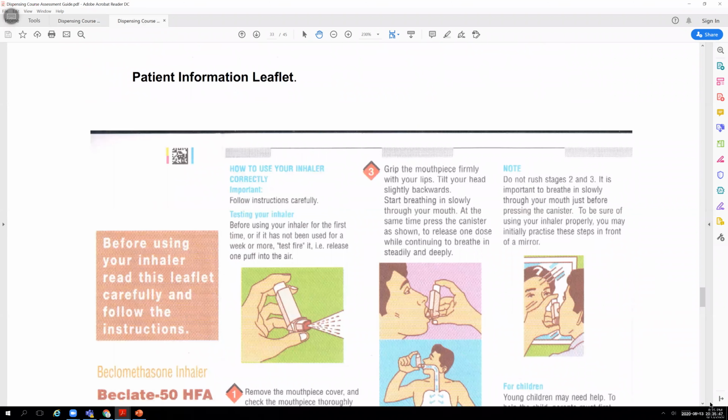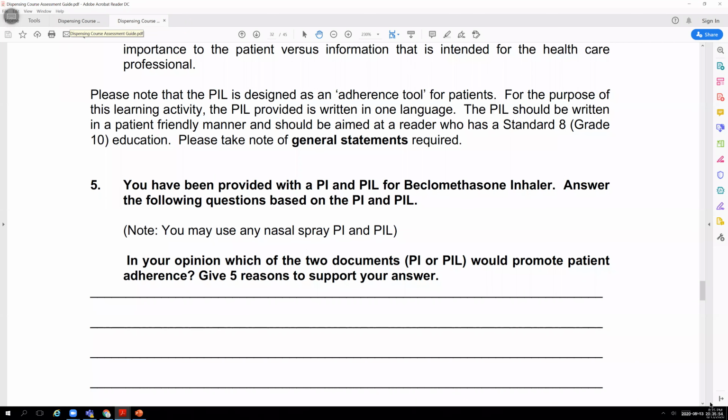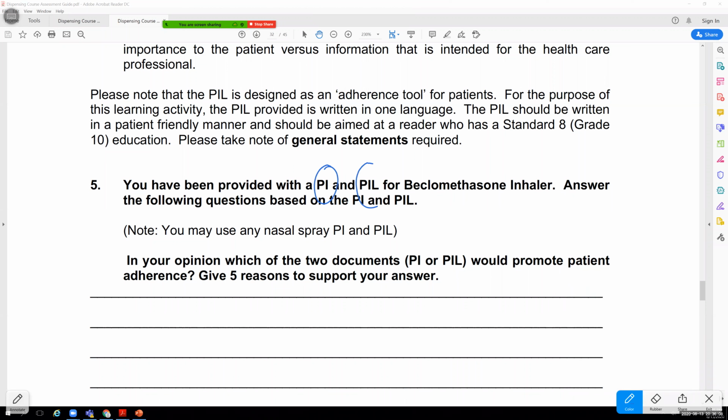which is learning activity number 5, and then you do a task. Now the task, which previously looked a bit difficult, is now going to look a bit easy. Why would it look easy? Because, number one, you have been provided a package insert and a patient information leaflet for a beclomethasone inhaler, and you know that if asthmatic patients don't know how to take their inhaler, that's where we get a lot of recurrence. But to evaluate this activity, you may even use a nasal spray for people with asthma or those with sinuses. It's the same thing.